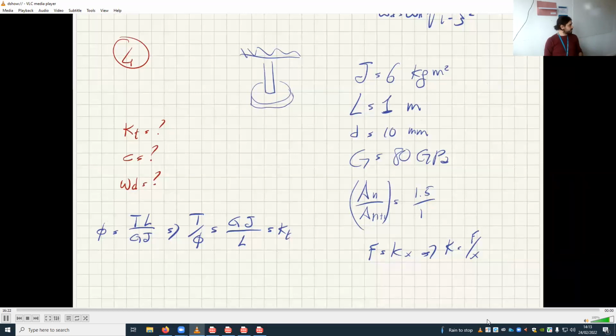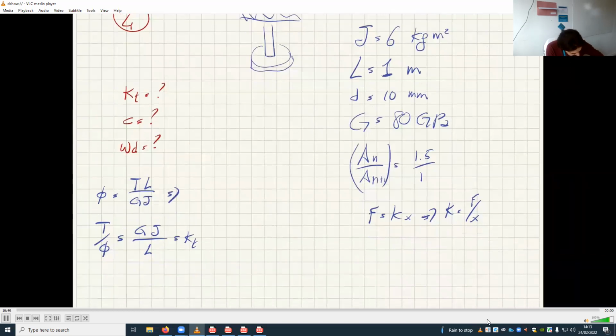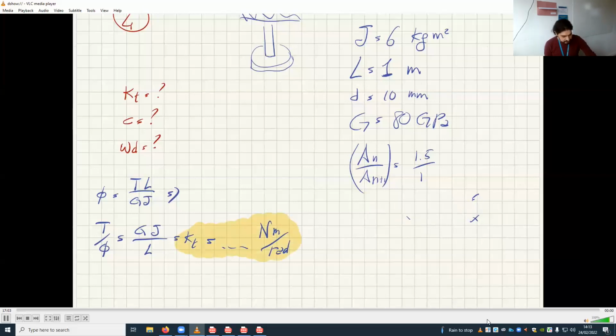Okay, I will leave the numbers to you. All you need is to know these things, and this is what we found. We found this number here. This is just a number. Let me spell it out. This is a certain number of Newton meters per radian, because the torsional stiffness is not in Newton per meters. Torsional stiffness is torque over angle, which is Newton meters per radian. All right, so I don't need this anymore.